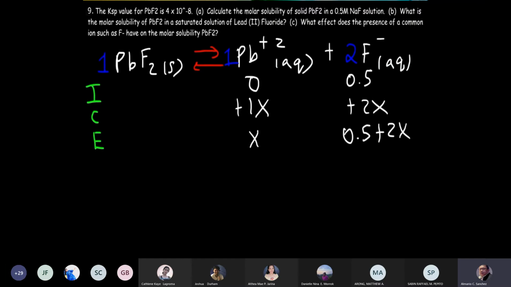So now let's write the Ksp expression. Ksp is going to be products over reactants, and a reactant is a solid, so we cannot include that in the equilibrium expression.